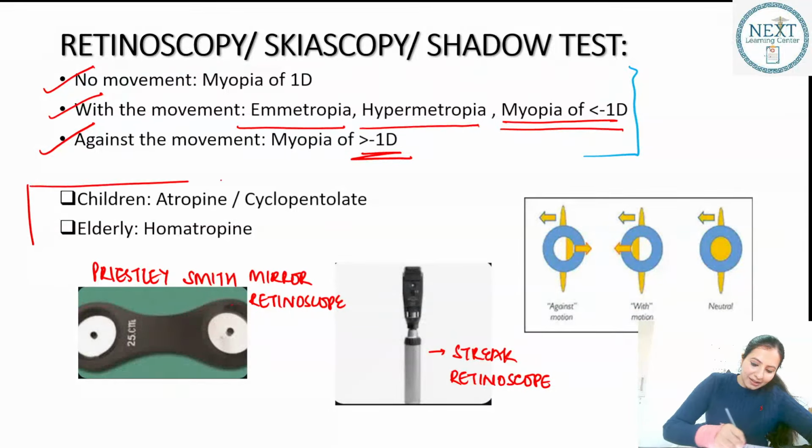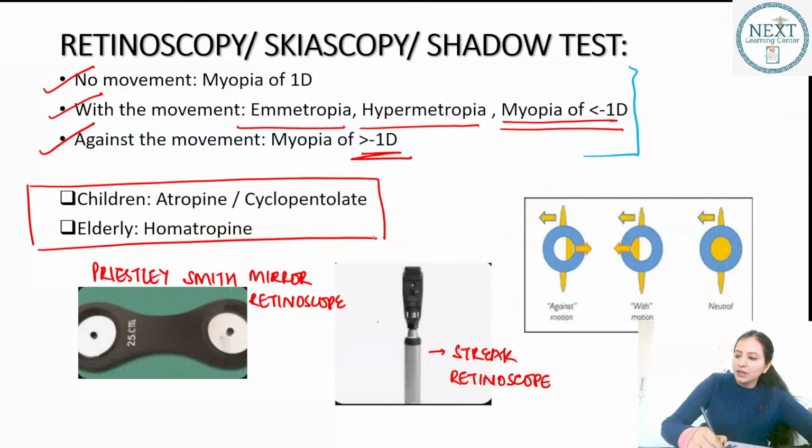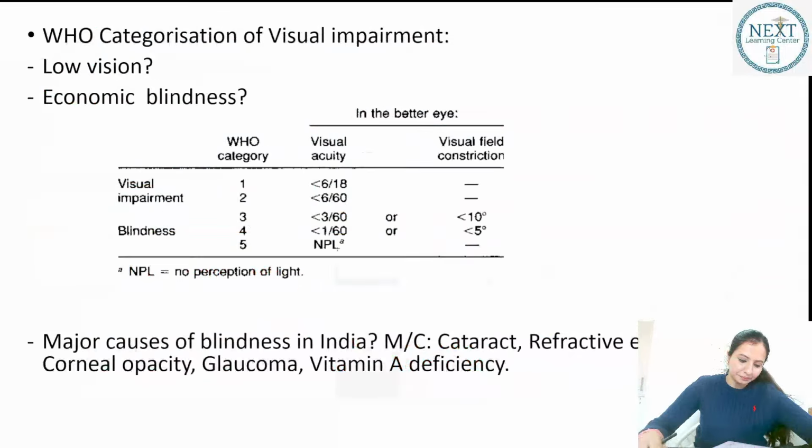So what are the drugs that you use? In children you can either go with atropine or cyclopentolate, and in elderly you can go with homatropine.